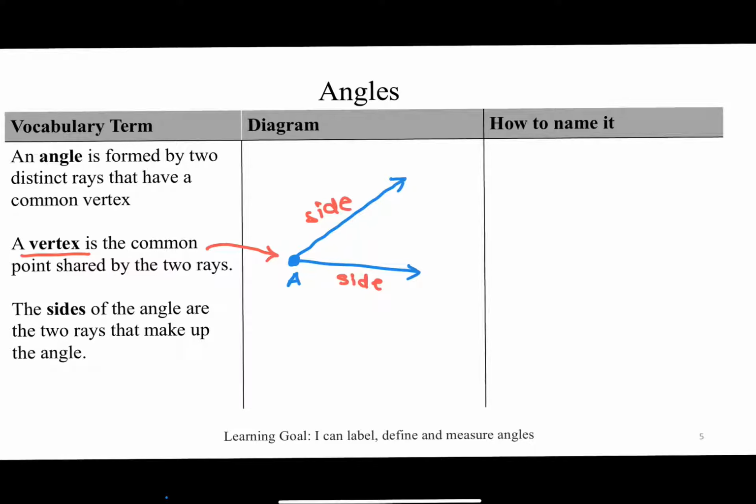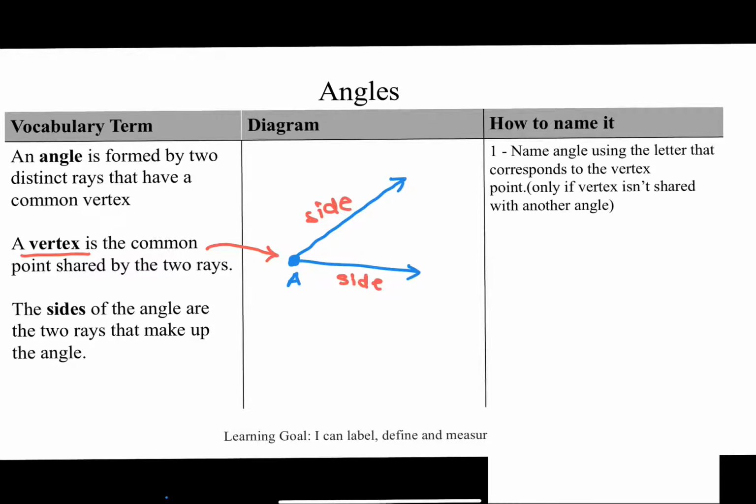And the way we're going to name angles, there's actually two approaches that we can use. The first way is to name the angle using the letter that corresponds to the vertex point. So here our vertex is A, and so we can simply call this angle A. However, this naming convention only works if the vertex isn't shared with another angle. So for example, if I have more than two rays touching a vertex, then I would not be able to use this naming convention for the diagram that you see now. If you have something like this happening, and I just call this angle S, you wouldn't necessarily know which of the two angles you're talking about.